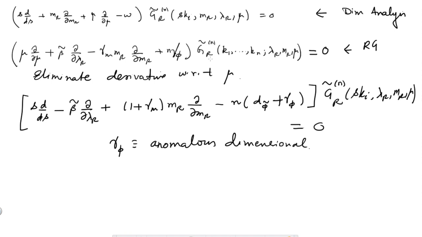And also we had already seen the renormalization group equation, which is given by this equation. This is what the renormalized Green's function satisfies, where gamma phi is the anomalous dimension of phi. Then we had eliminated mu from these two equations, the derivative of mu, and we had found this equation, which is s d over ds. You can write it as a partial derivative, in fact, it will be better to write it as a partial derivative, because there are many arguments.